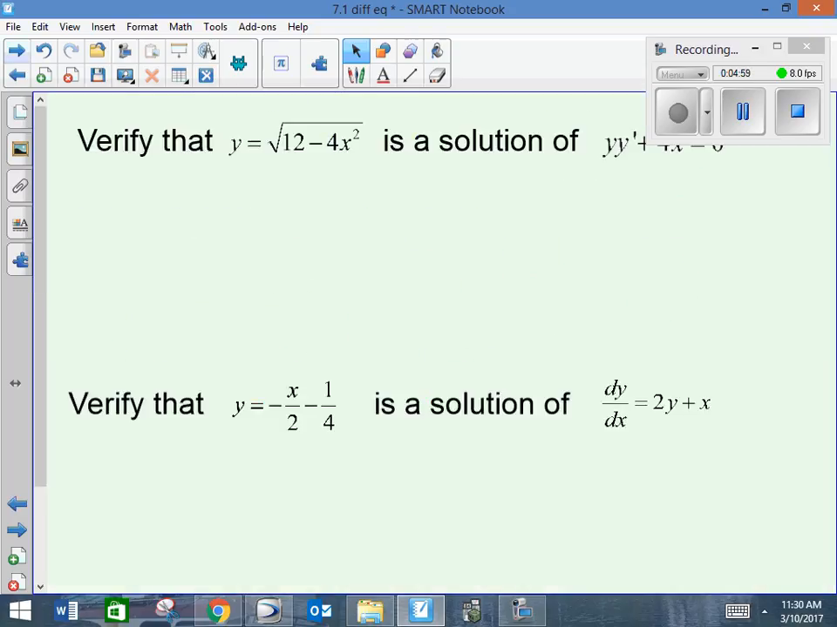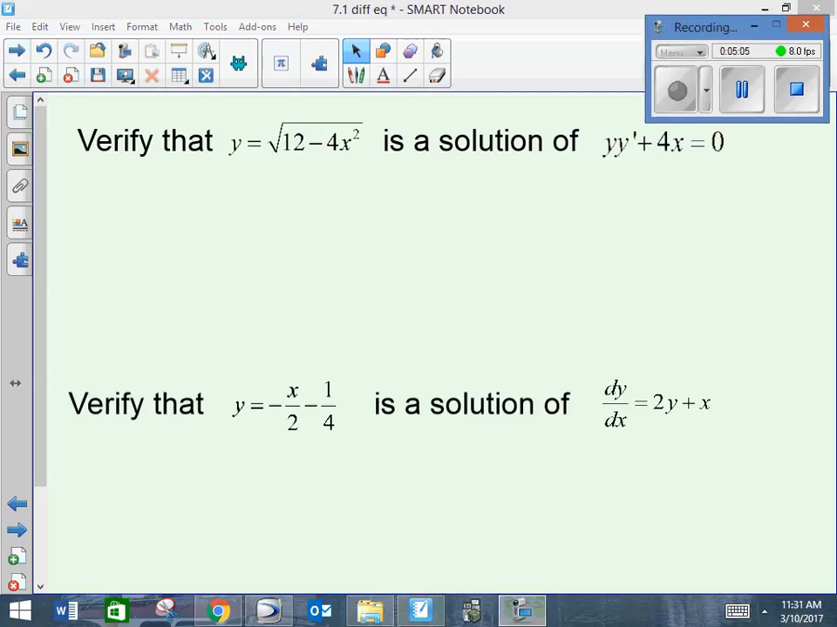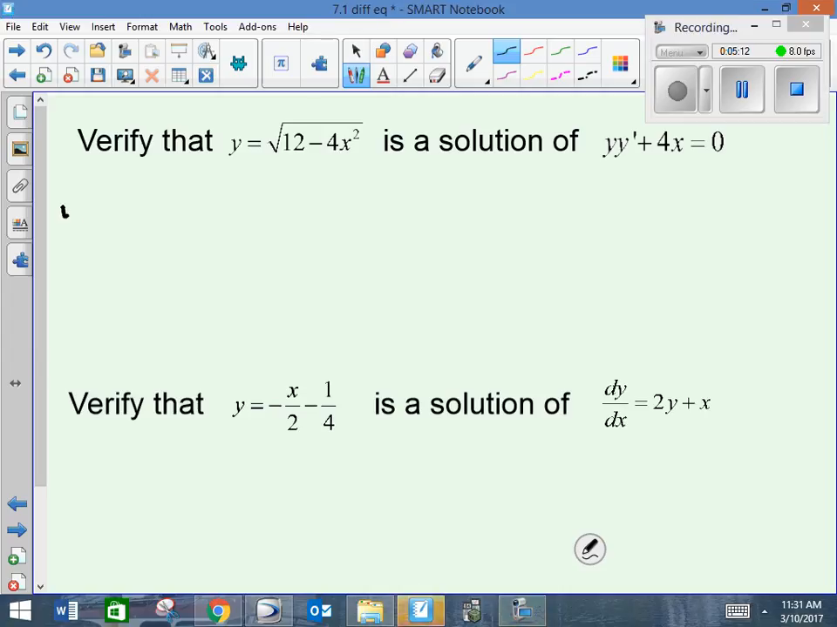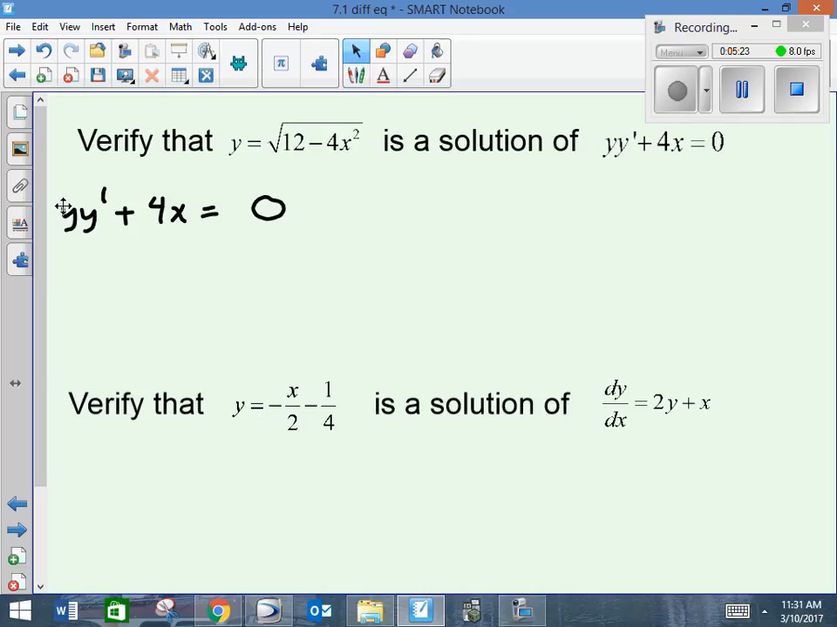Verify that y equals radical 12 minus 4x squared is a solution of y prime plus 4x equals 0. Okay, so we're clearly going to start with y prime plus 4x equals 0. I'm going to show you another way that you might want to do it too. Instead of going this way, we can always go this way.